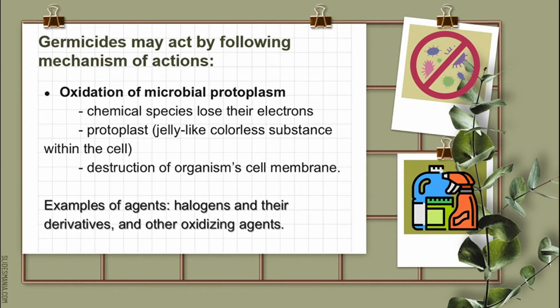Oxidation is a chemical reaction where certain species are oxidized, thus losing their electrons or hydrogen atom in the process. In the case of protoplasm, which is a jelly-like transparent substance within the microorganism cell, it will be disrupted when oxidation takes place, destroying the organism's ability to function. Agents that have this type of mechanism of action are halogens and their derivatives and other oxidizing agents.